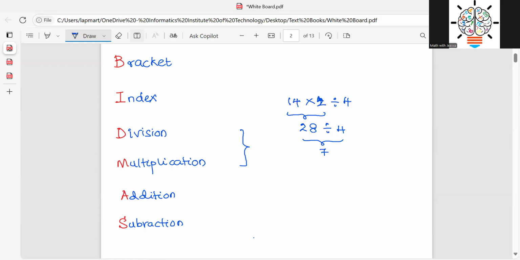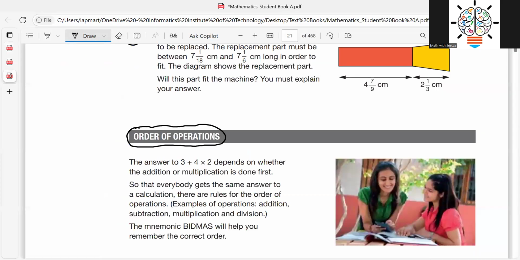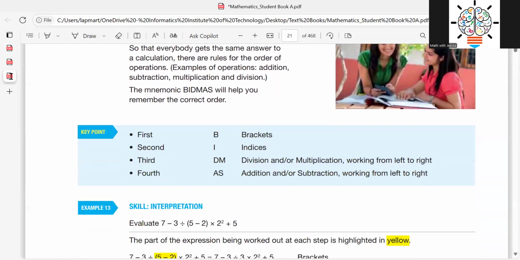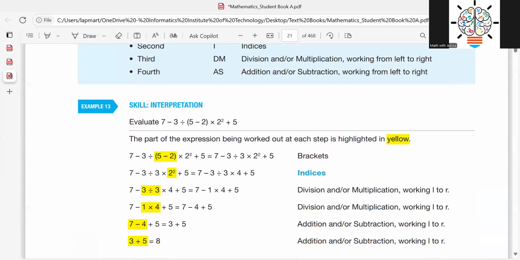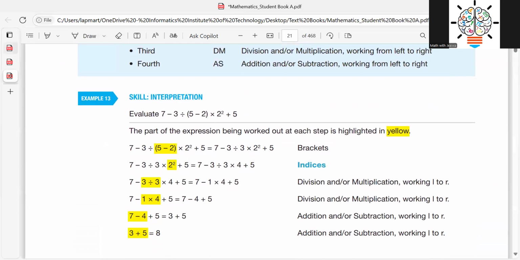Hope it is clear. Addition and subtraction are also like that, right? Sometimes we can't go for the addition, so we have to do the subtraction. It's vice versa, we have to think and do accordingly, right? Then we'll move to the textbook and see what questions they have taken. So we'll write the question.